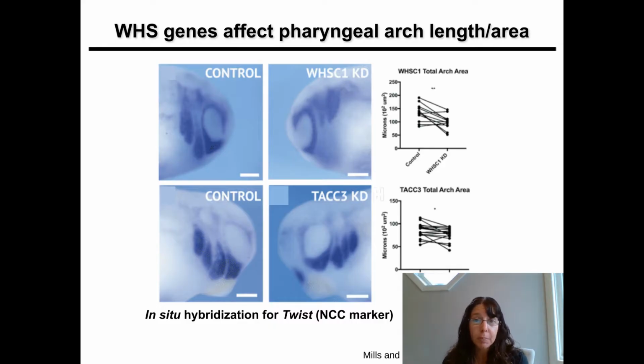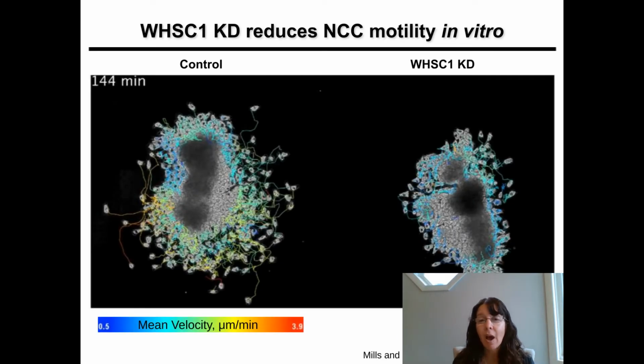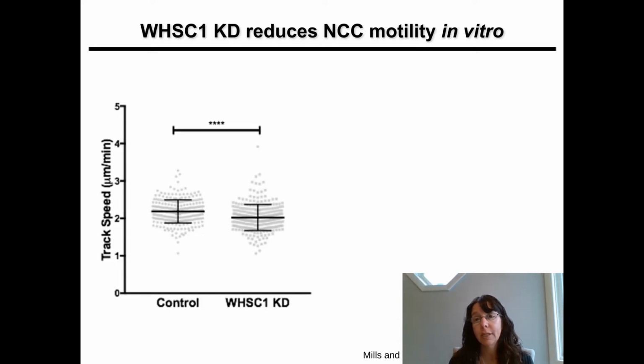And we wondered, could it be because the cells of the pharyngeal arches can't migrate as far? So to test this, we dissected out the neural crest cells and plated them and then measured motility parameters. We found that indeed knocking down WHSC1 reduces neural crest cell motility in vitro, as well as knocking down TACC3.